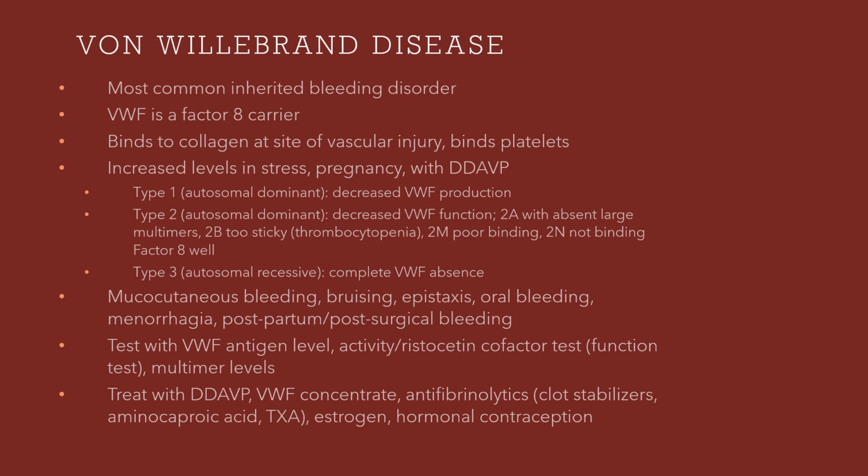We treat von Willebrand disease with DDAVP because, like I said, that will increase the levels. We can just replace the von Willebrand factor in factor concentrate. We can use antifibrinolytics, which are clot stabilizers. These would be things like TXA and aminocaproic acid. We can also treat with estrogen and hormonal contraception because, like I said, von Willebrand factor increases with pregnancy.